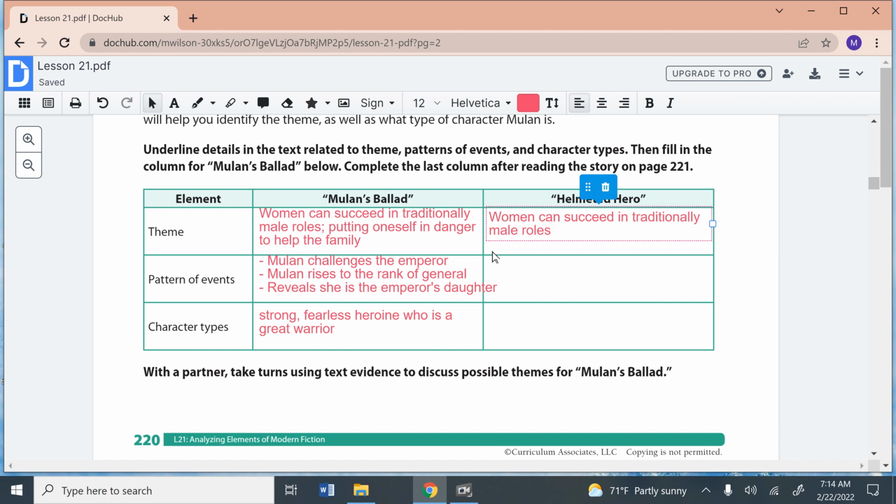Now, in the pattern of events, we see that Eric's team is down a player, so we're going to go ahead and put that in. We're going to bullet point this one.